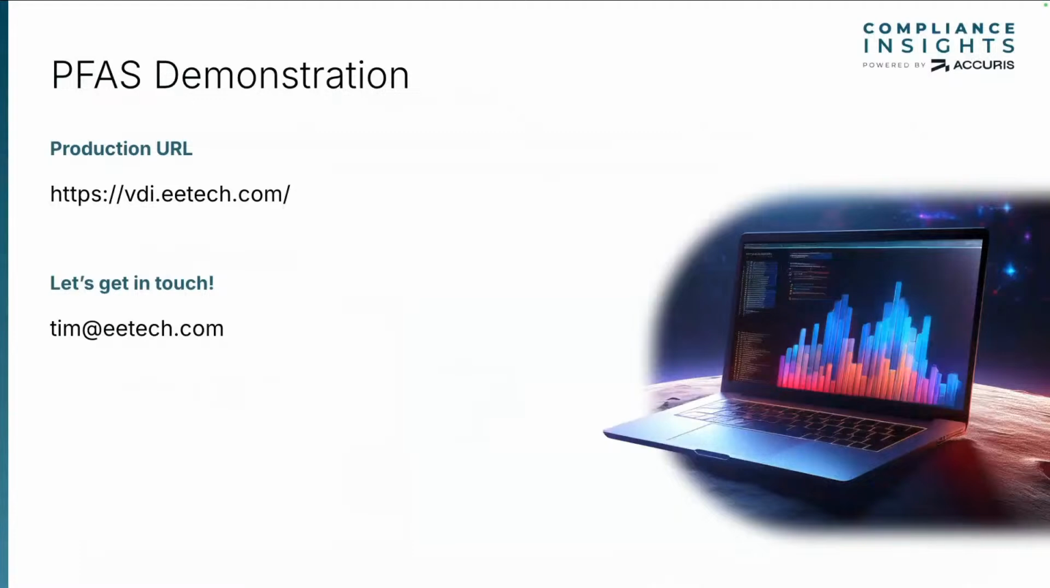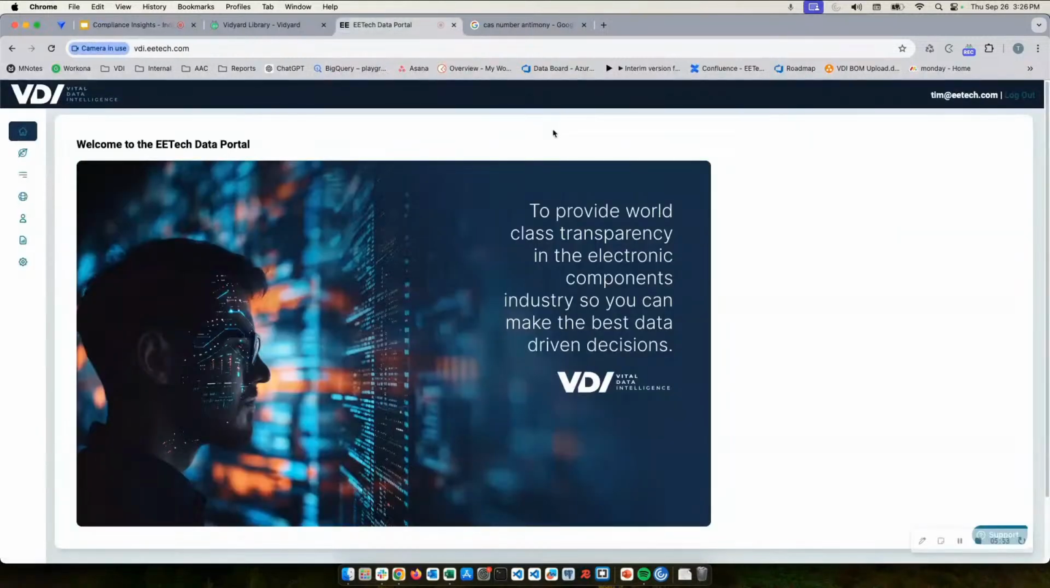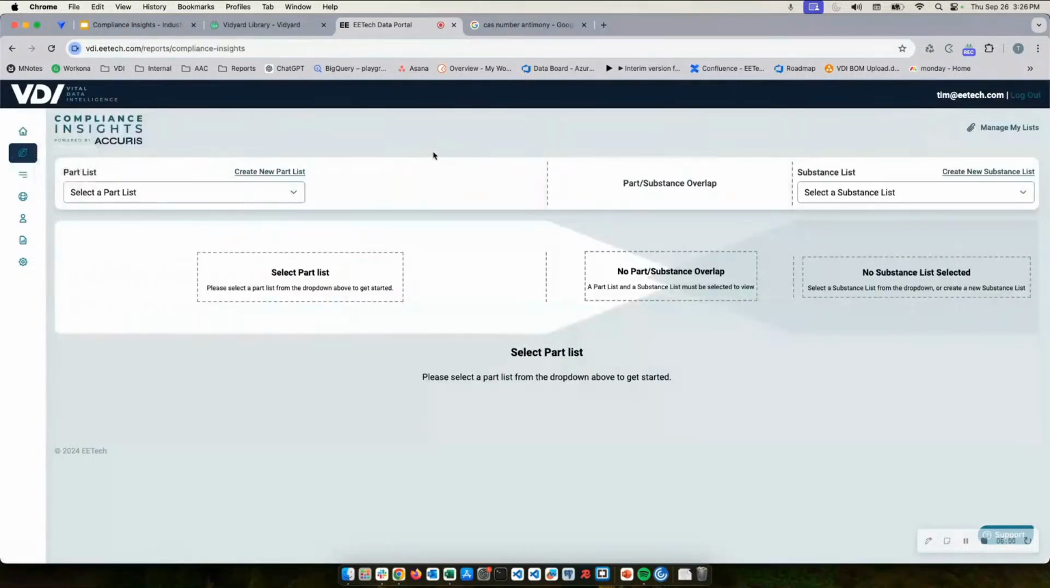So I'm just going to jump into a quick demonstration of this before moving any further. I'm going to jump you into VDI and the Compliance Insights report. So this is VDI, and we have our Compliance Insights right here. The way that Compliance Insights is organized is we have the part list, the BOMs, on the left-hand side in this area, and then we've got the substance lists on the right-hand side as well.